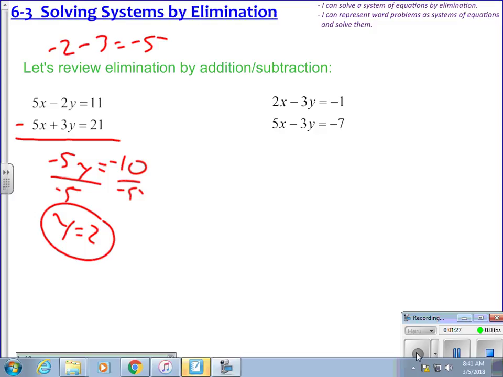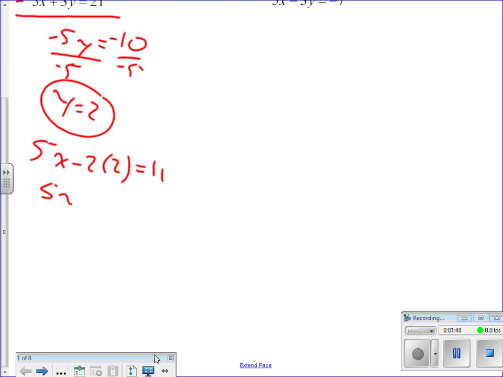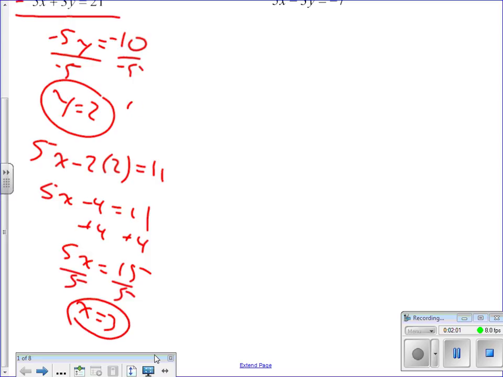Just take that y, the 2, put it into either one of these two equations. It doesn't matter which one. I'll go ahead and put it in the top one just because. So I have 5x minus 2 times 2 equals 11. So 5x minus 4 equals 11. Add 4. 5x equals 15. Divide by 5. X equals 3. So I get y equals 2 and x equals 3.